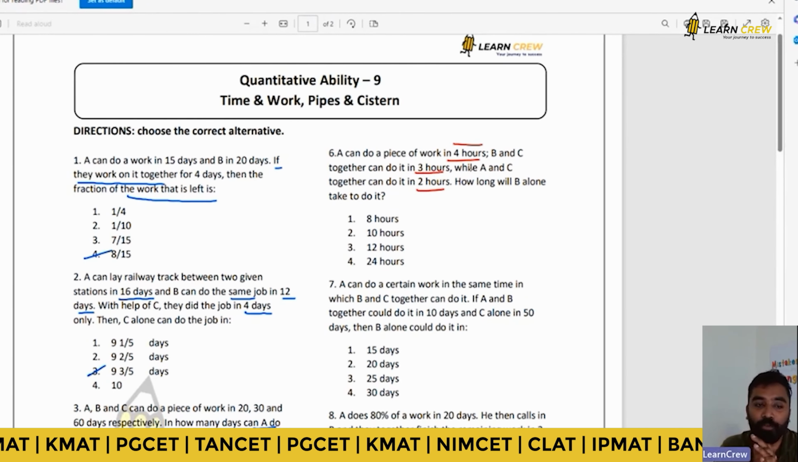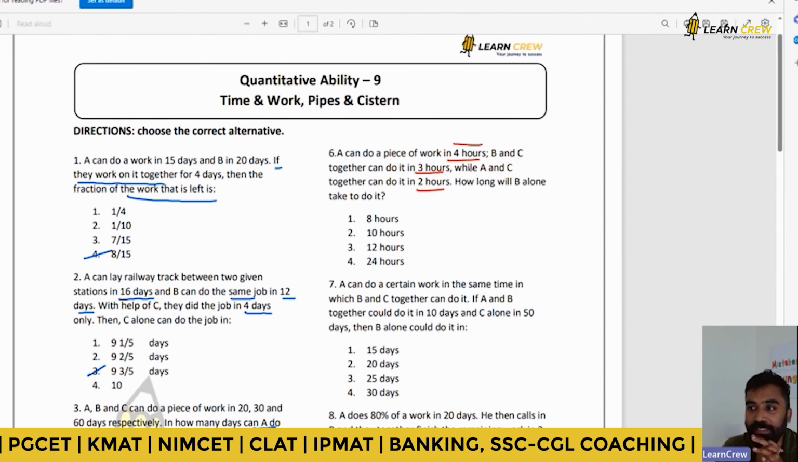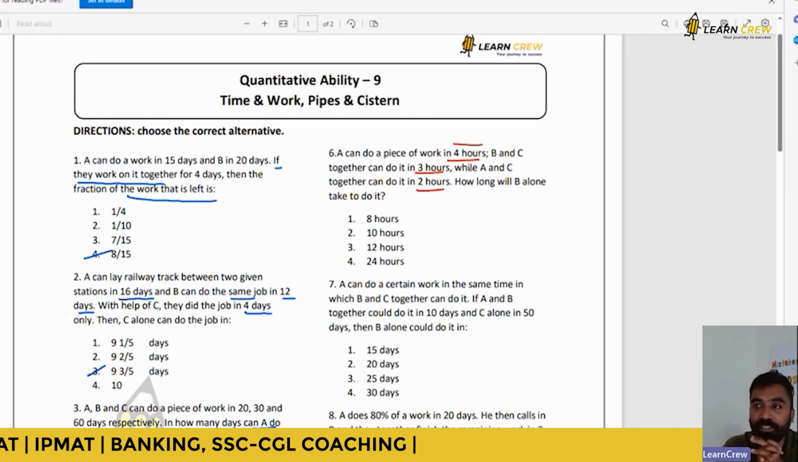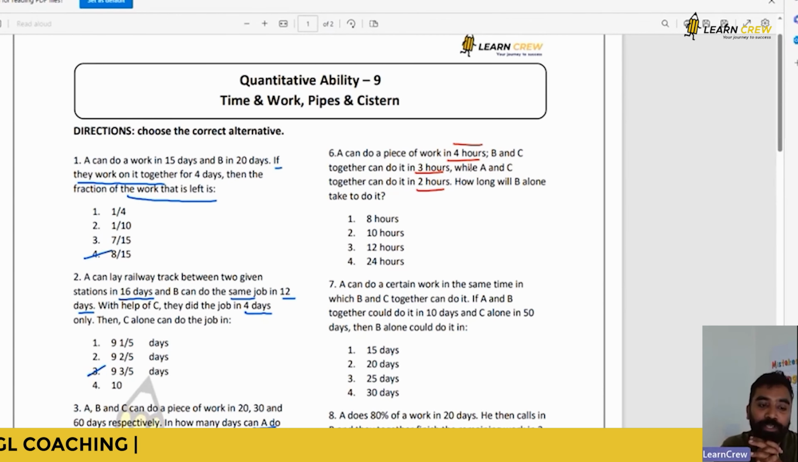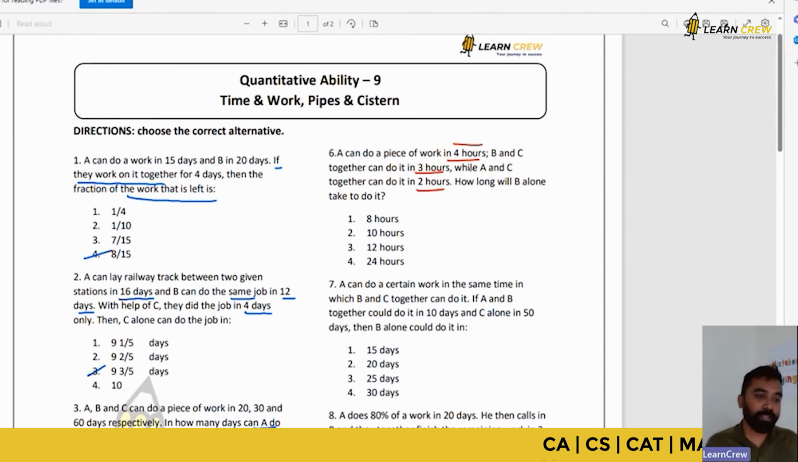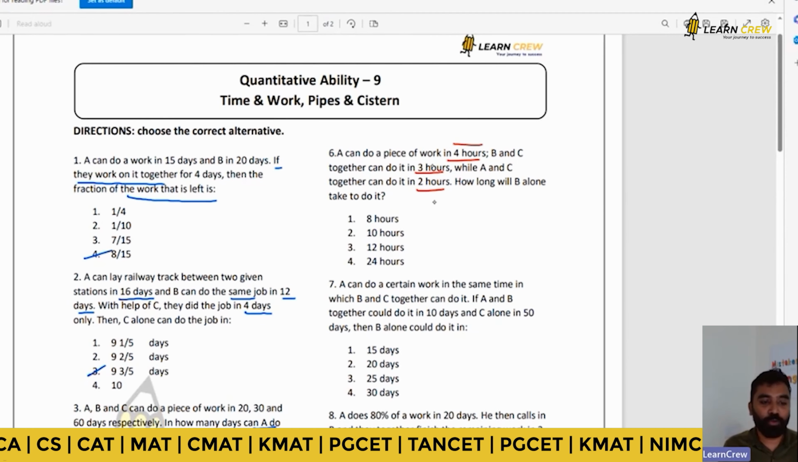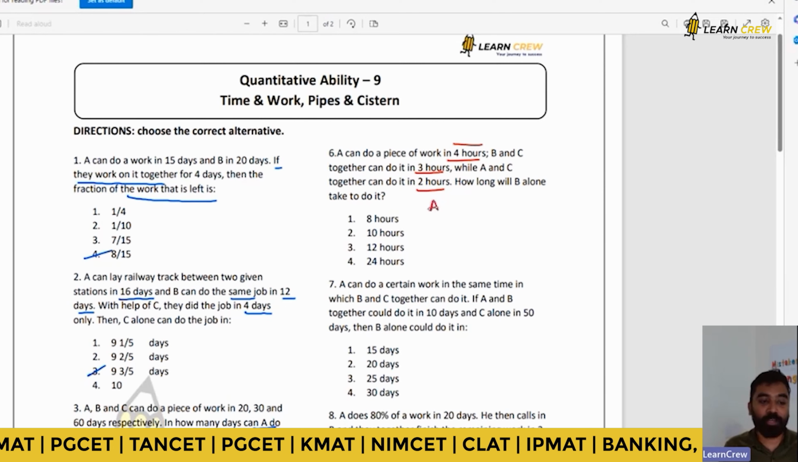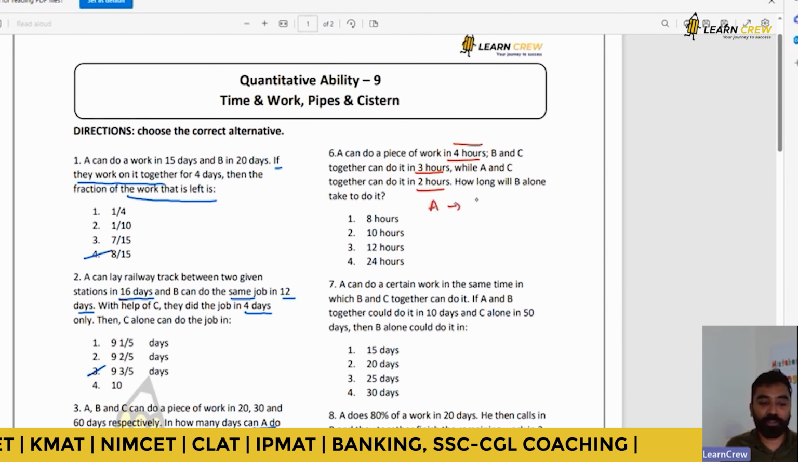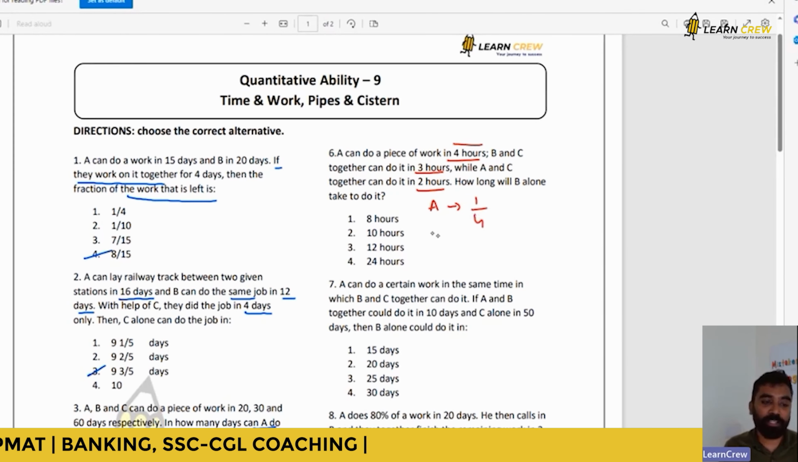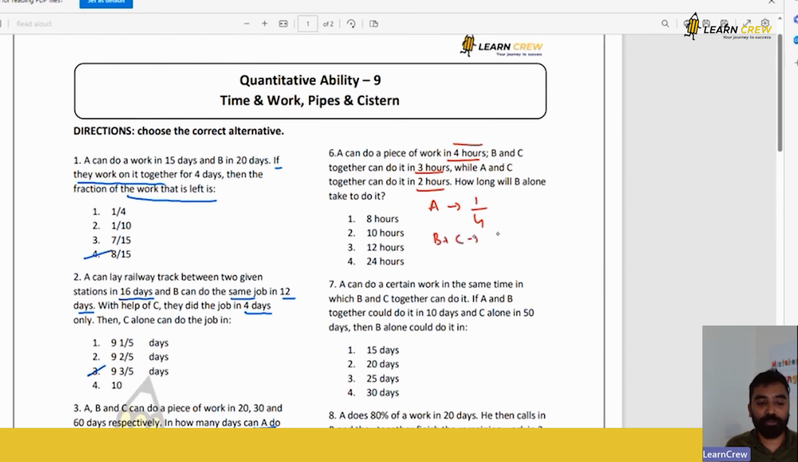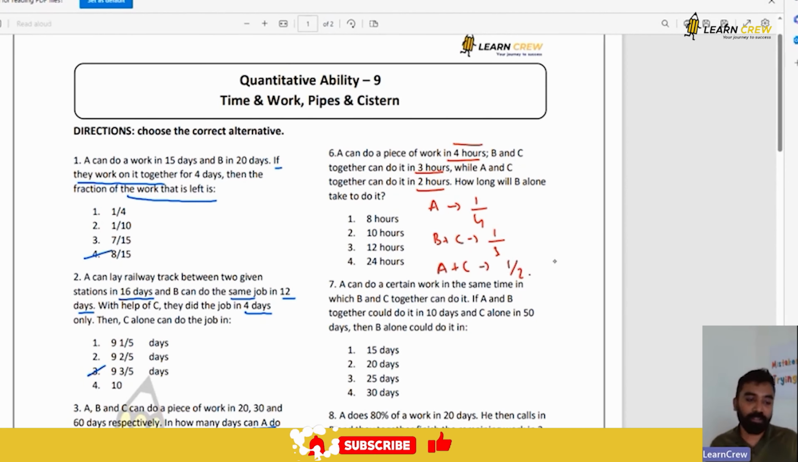A alone can do it in 4 hours. B plus C can do it in 3 hours. A plus C can do it in 2 hours. They are asking you to find how much B alone will take to do it. The given question is A can do a piece of work in 4 hours. So 1 hour work of A is equal to 1 by 4. B plus C can together do it in 3 hours, so B plus C 1 hour work is going to be 1 upon 3. A plus C can do it in 2 hours, so 1 hour work is going to be 1 by 2. Fine.